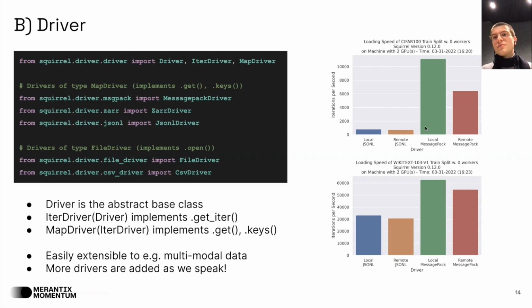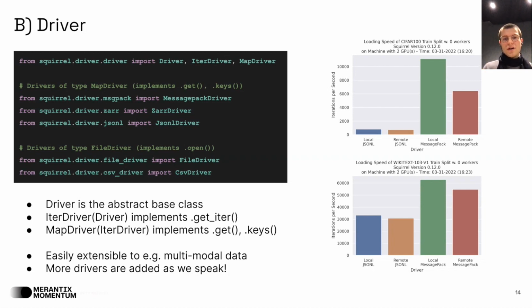And also, probably the more interesting fact is that the MessagePack driver is much, much, much faster than the JSON-L driver, for both text and images actually. So you probably want to go for the MessagePack driver if you are dealing with text and images. About other modalities, I can't really say much at the moment, but the great thing is that you can easily implement your own driver if you have your own file format or data formats.